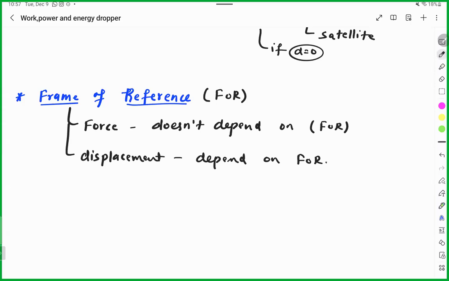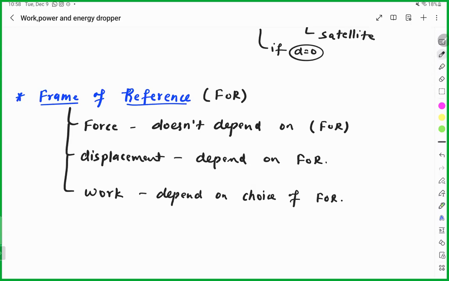Make sense? So can we say that if we are calculating work done by any force, it depends overall on the choice of frame of reference, correct? If you change the frame of reference, your work done will change, correct? Example, if a man with a suitcase is standing in a lift and he is moving up, then the frame of reference is attached to the lift, correct?